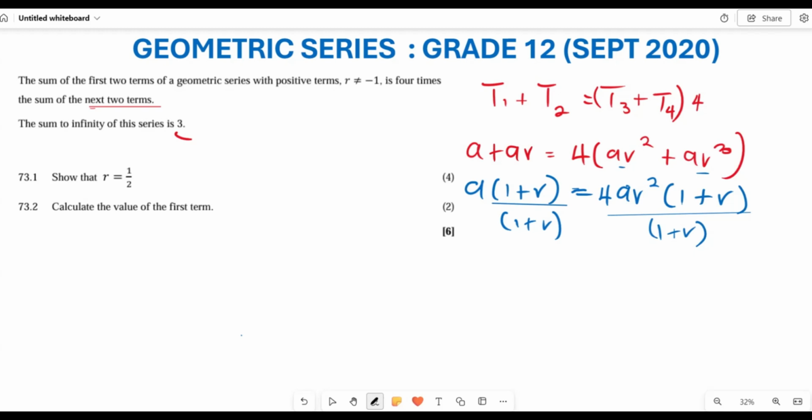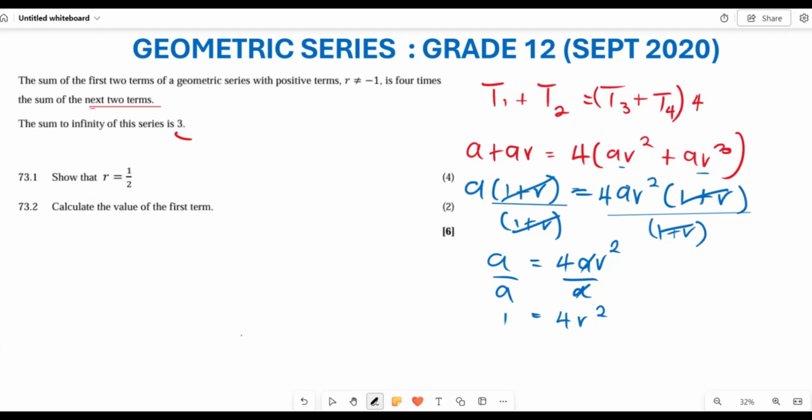Let's see. This is going to be the same as what? This is going to be the same as this, cancels this. This one cancels this, which means here I am left with a equals 4ar squared. Now, look, I am looking to find out the value of my r. So the next thing I can do from here is divide by a, so that these cancel each other, which means here it's going to be 1 equals 4r squared.